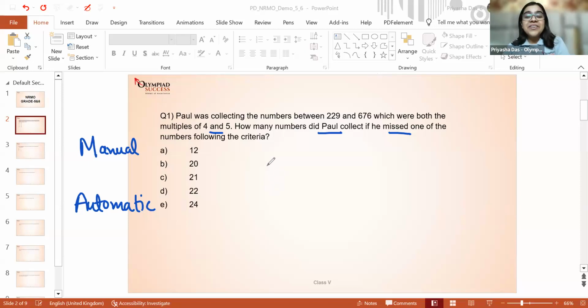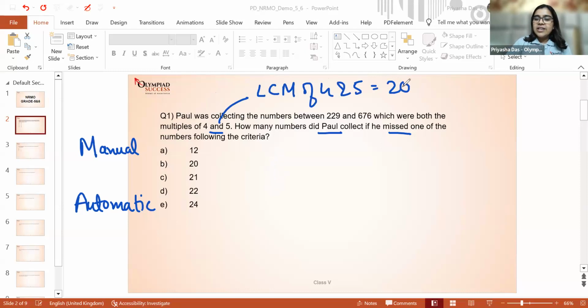For this, the manual method is number 1, finding out a number which is a multiple of both 4 and 5. And that could be nothing else than its LCM. So what is the LCM of 4 and 5? 20. 20 is the first number which comes in the table of both 4 and 5. Now I need to find out what are the multiples of 20 which fall between the range of 229 and 676.